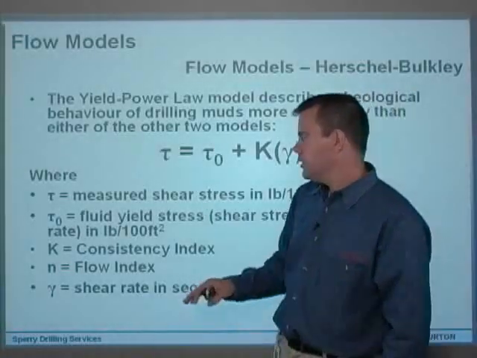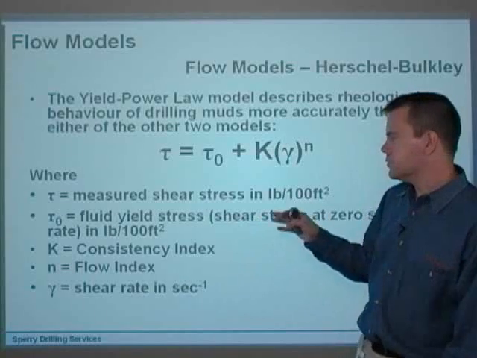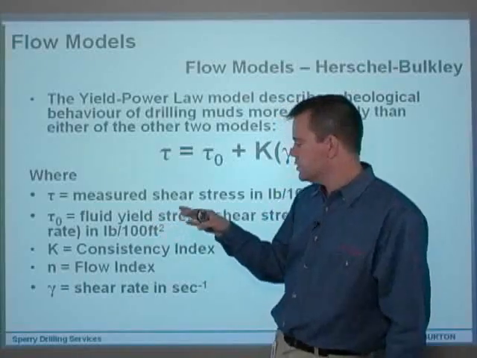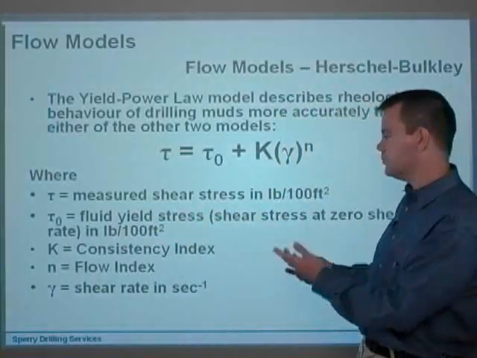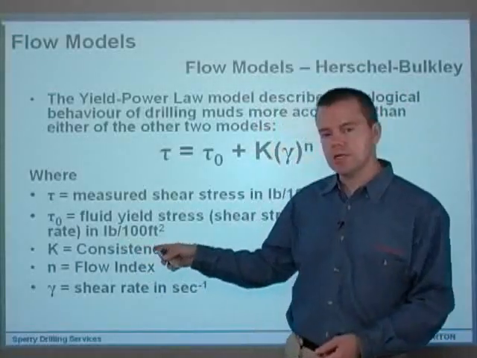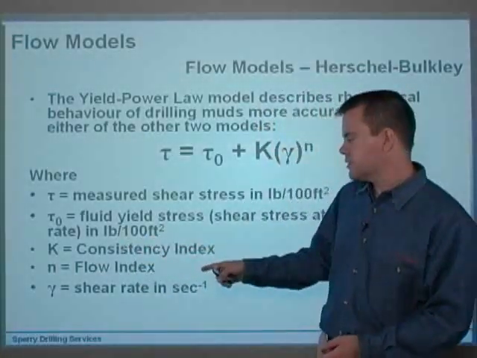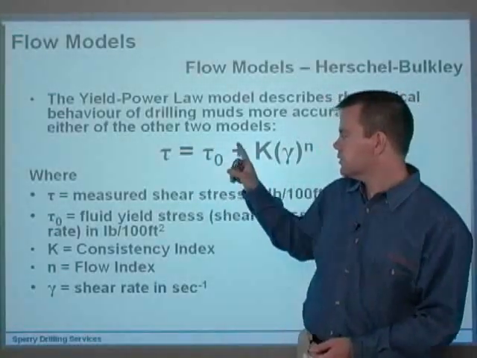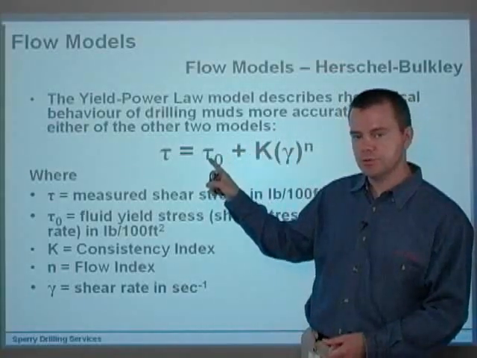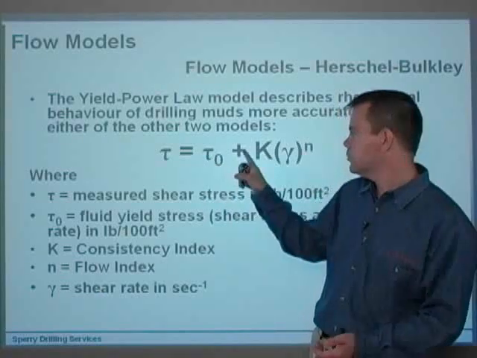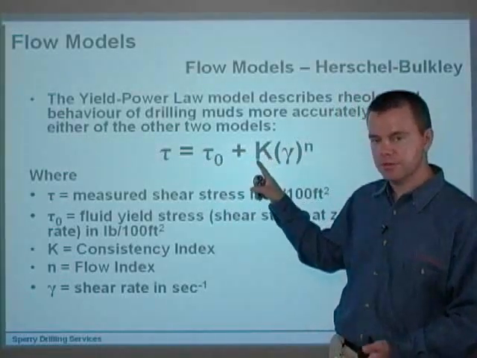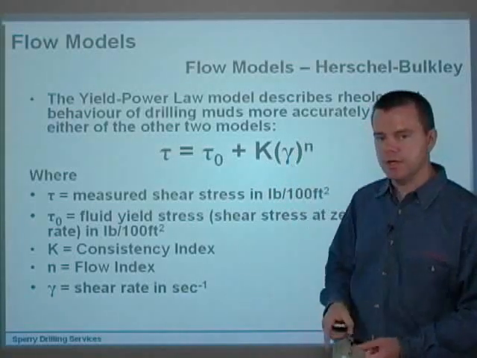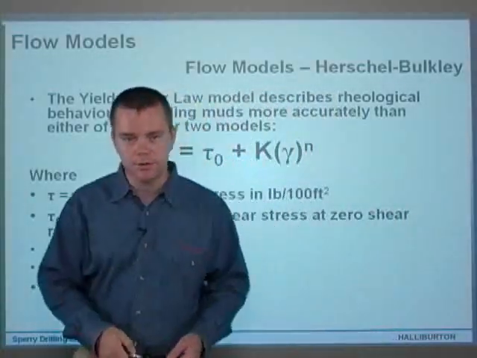So tau is basically the measured shear stress in pounds per 100 square feet. Tau 0 is the fluid yield stress, which is the shear stress at the zero shear rate, which is again in pounds per 100 square feet. K is a consistency index, n is a flow index, and gamma is the shear rate in per seconds. So you've got shear stress equals the fluid yield stress, plus K, which is your consistency index, or the thickness of the fluid, times the shear rate to the power of n, which is your flow index, or how non-Newtonian the fluid is.